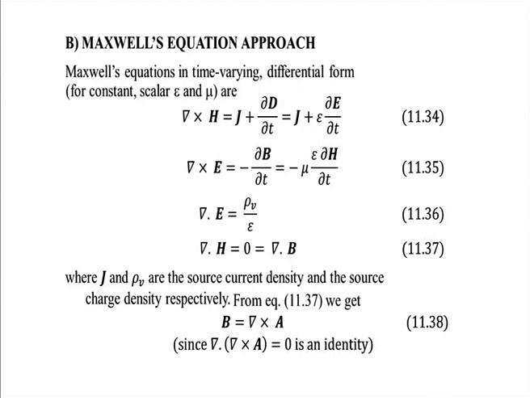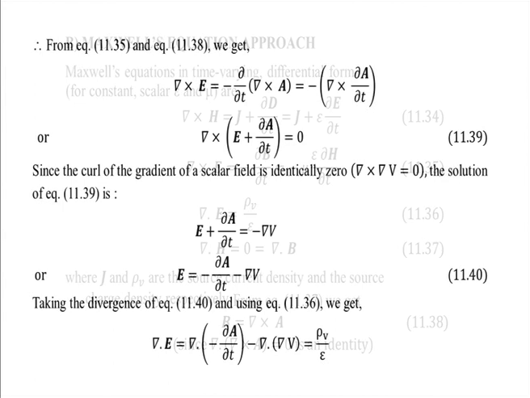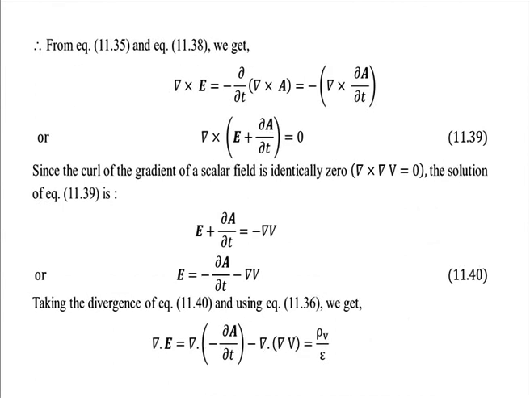Also, we know that B is equal to curl of A. Now, from equation 11.35 and equation 11.38, we get curl of E plus del A by del t is equal to 0. Since the curl of the gradient of a scalar field is identically 0, that is, curl of gradient of a scalar V is equal to 0, the solution of equation 11.39 comes out to be E is equal to minus del A by del t minus gradient of V.